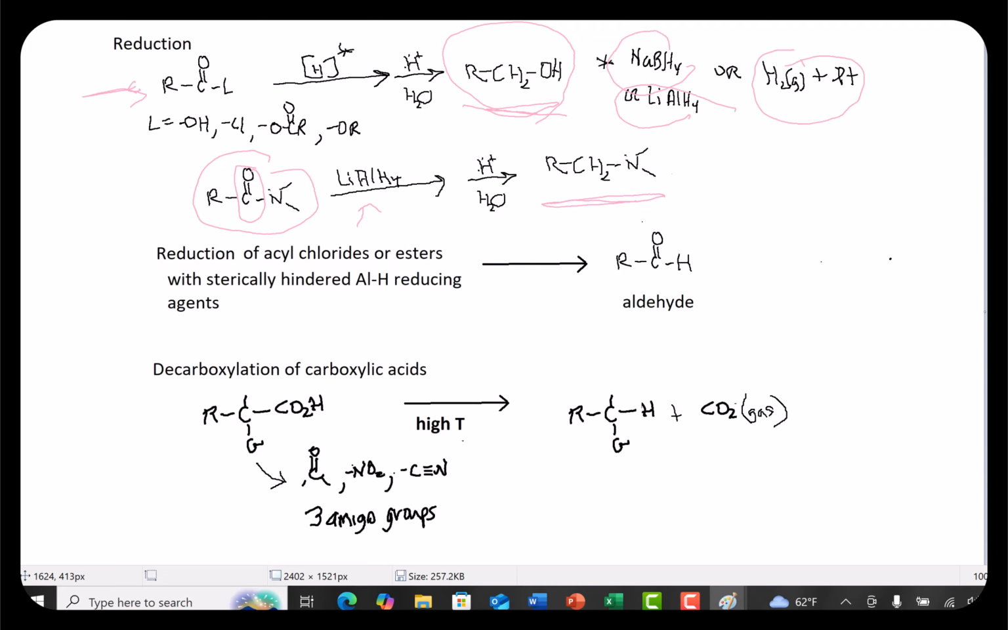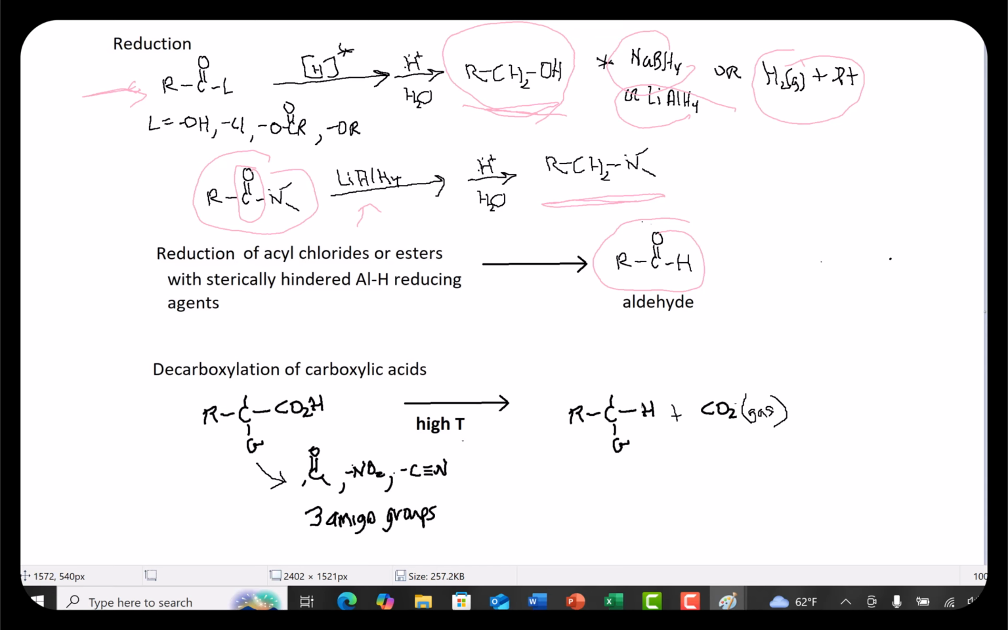But when these substrates are treated with these special hindered aluminum hydride agents, you don't get an alcohol or amide. Instead, you get an aldehyde, and we'll have more to say about that. And this is, in fact, one of the ways that aldehydes are synthesized. It's a high-yield reaction.